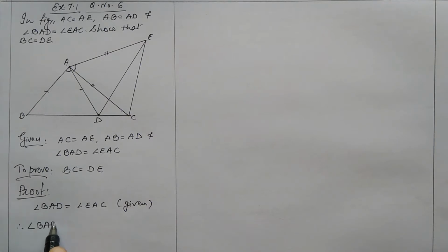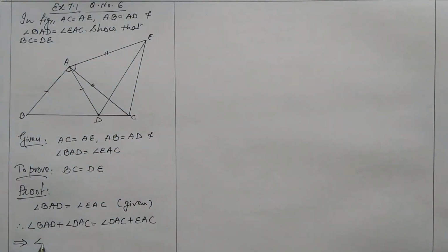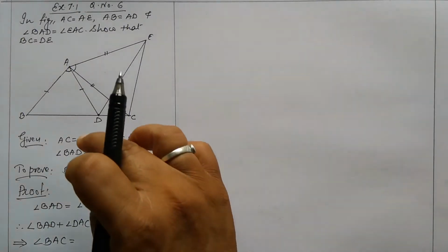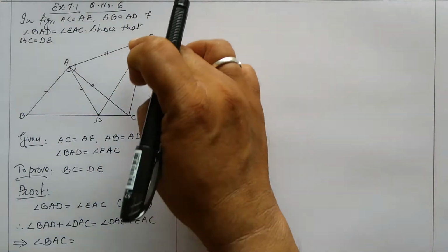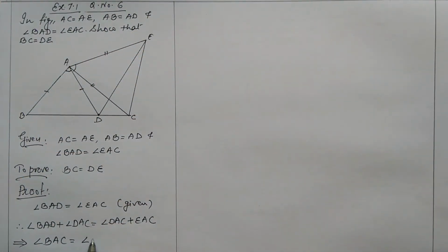Angle BAD plus angle DAC is equal to DAC plus angle EAC. So what it implies, BAD plus DAC, I am getting here angle BAC. And DAC plus EAC, I am getting angle EAD. So we will call this result number 1 and we will use this.